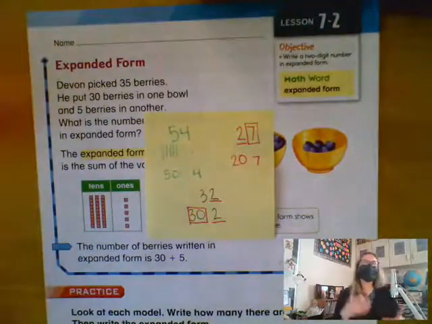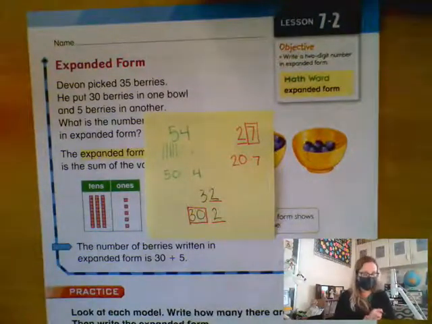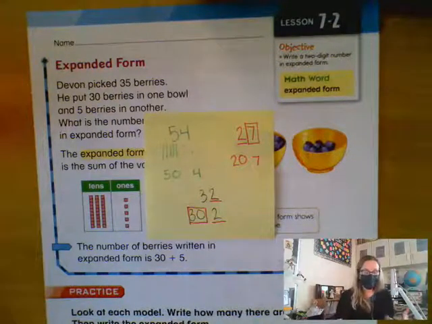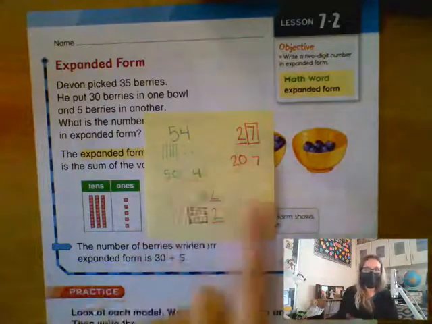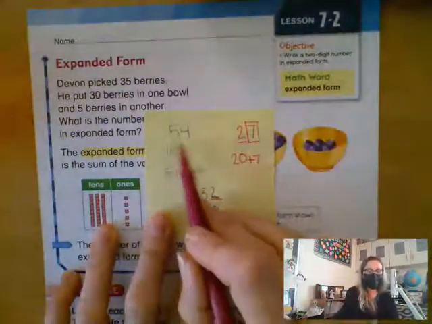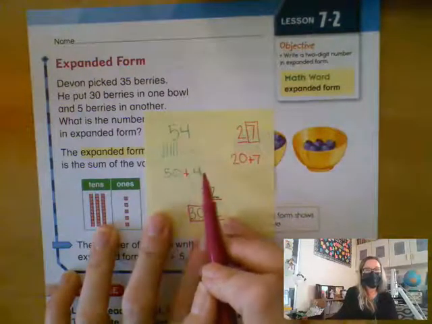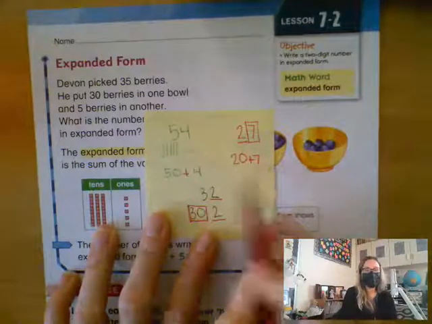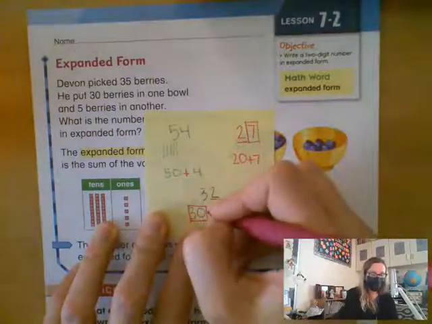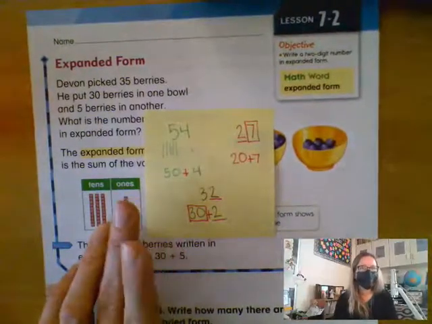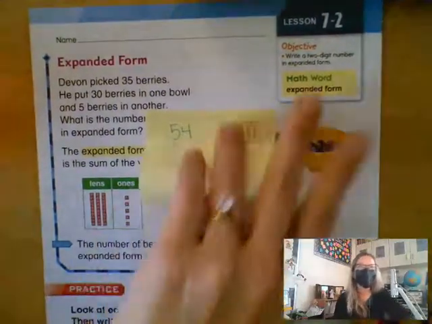So we're going to continue with that today. When we talk about expanded form, we'll essentially take what we've done here and put a plus sign between them. So 54 is 50 plus 4. 27 is 20 plus 7. 32 is 30 plus 2. That's expanded form. Does it feel a little bit less scary now?